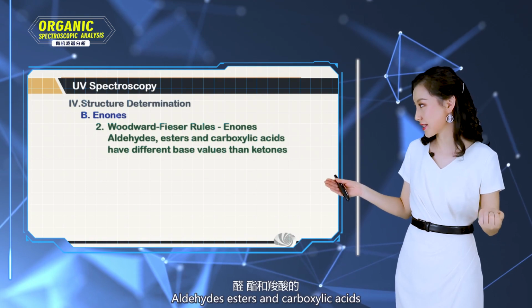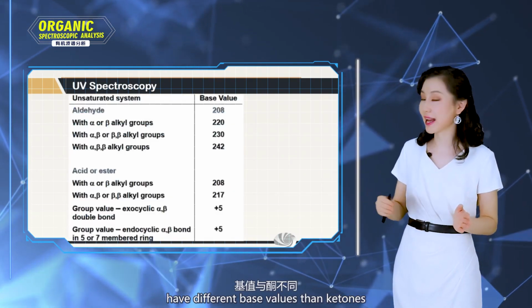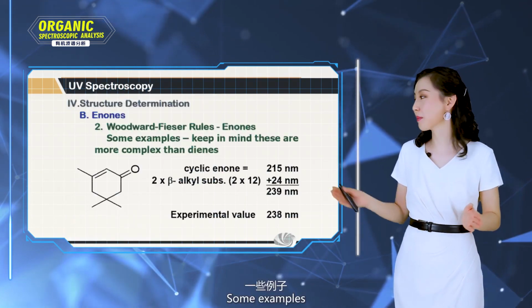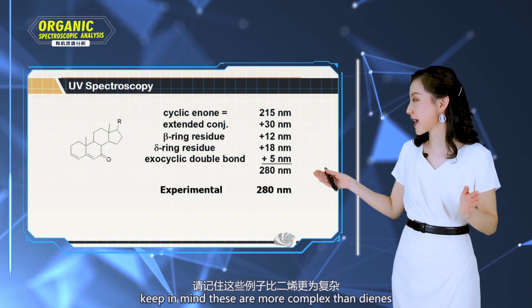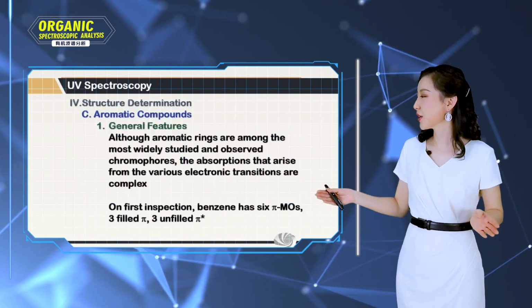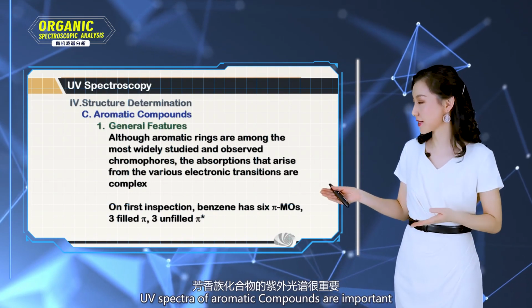Aldehydes, esters, and carboxylic acids have different base values than ketones. Some examples; keep in mind that these are more complex than dienes. UV spectra of aromatic compounds are important.